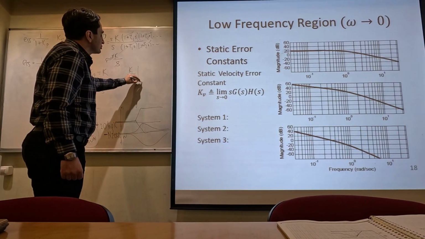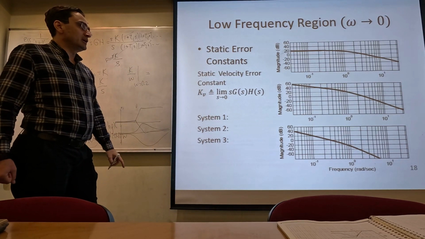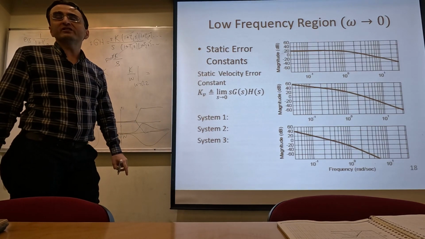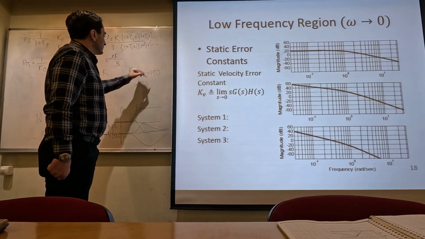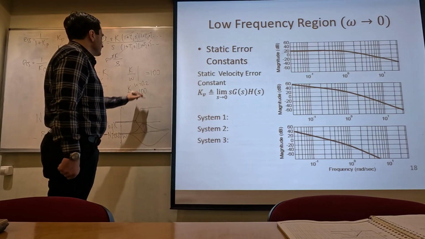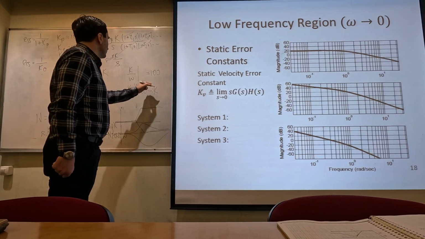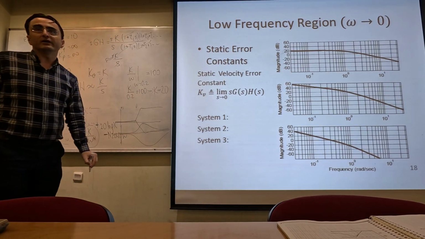At omega equal to 0.2, what is the magnitude? It is 40 dB. 40 dB in linear scale is 100, okay? So that means that k over 0.2 is 100, meaning that k, which is equal to kV at the same time, is 20 here, okay?